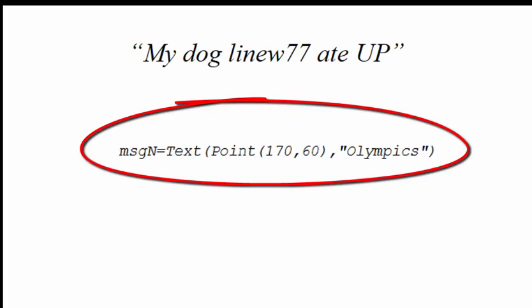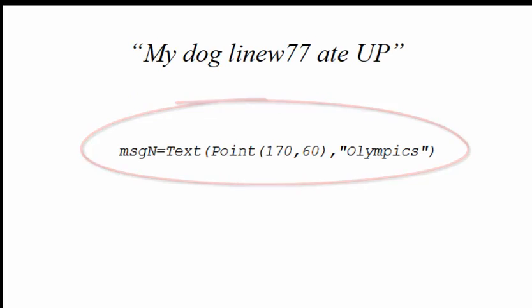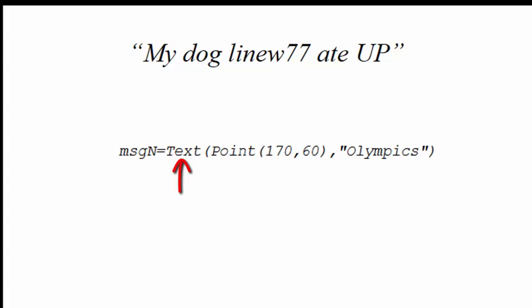Here is the Python statement. This statement creates an object of class text and places the middle of the string, in this example Olympics, in the middle of where the points x170 and y60 point to. Let's see the results of this Python statement on a window in Canvas.